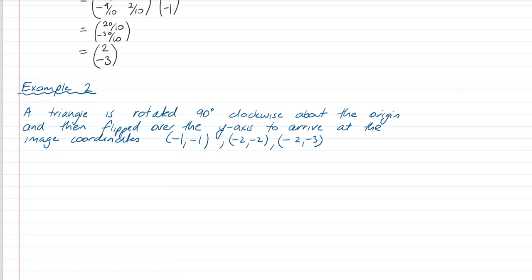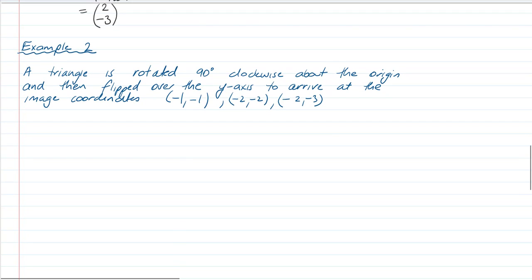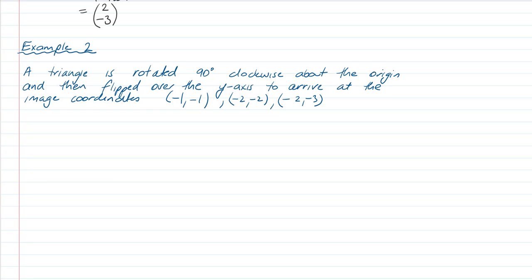Okay, let's have a look at a second example. A triangle is rotated clockwise about the origin 90 degrees, then flipped over the y-axis to arrive at the image coordinates there. So we've got the same situation. We've got the image coordinates. So we've got AP equals P dash, and we're told, let's forget A for a second, P dash is equal to -1, -1, -2, -2, -2, -3. And we also know that A is equal to, the second thing is flipped over the y-axis. Remember that flipping over the y-axis means we're making that negative x, so -1, 0, 0, 1.